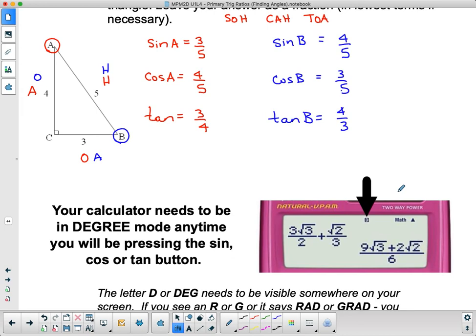And again, if I ask you for the ratios, you could just give them to me as a fraction, but you can change them into a decimal as well.